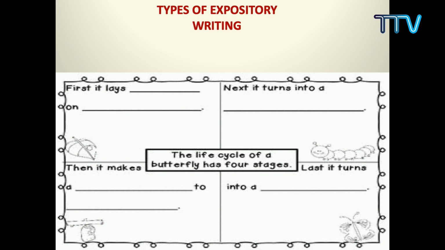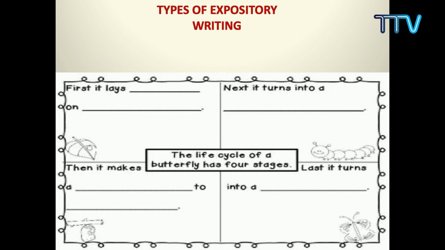For example, I was talking about the life cycle of a butterfly. There are 4 stages. Now you just try to fill in all these things. For example, the first one: first it lays. Next it turns into. Third, then it makes. Last, it turns into a.